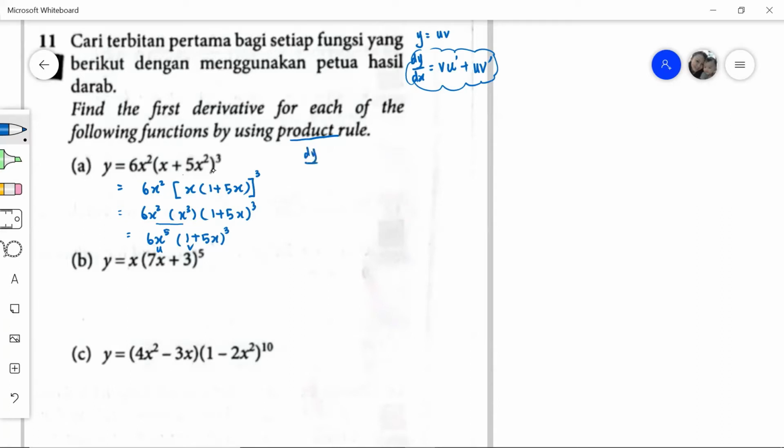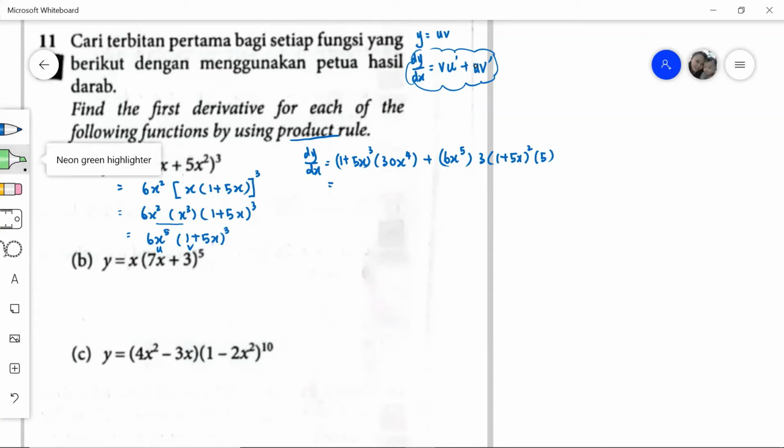So now to find dy by dx, okay, use this formula. So stay v, so write v first. 1 plus 5x raised up to the power of 3. Differentiate u. So when we differentiate u, we will have 30x to the power of 4. And then plus 6x to the power of 5 and differentiate the v. So this is the chain rule. So do outside, followed by do the inside times 5. Okay, inside unchanged.